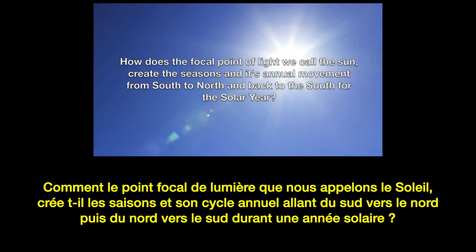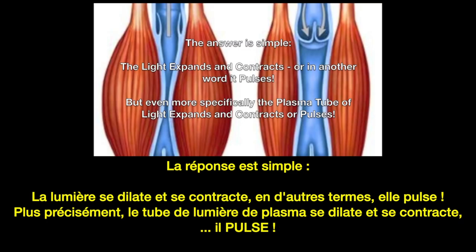How does the focal point of light, we call the sun, create the seasons and its annual movement from south to north and back to the south for the solar year? The answer is simple. The light expands and contracts, or in another word, it pulses. But even more specifically, the plasma tube of light expands and contracts or pulses.